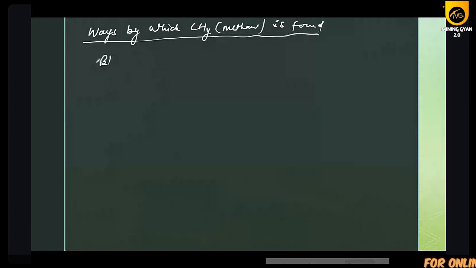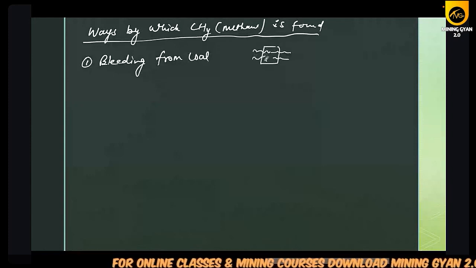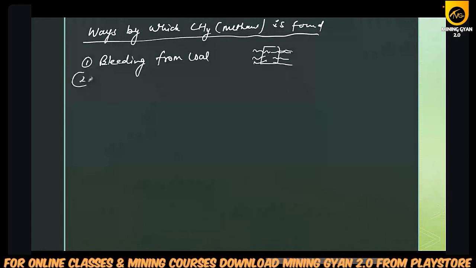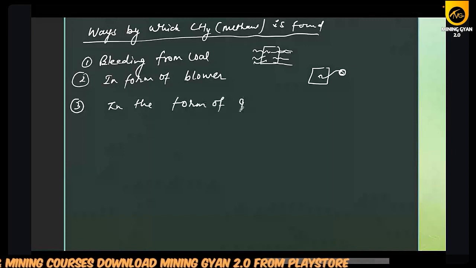First, bleeding from coal. Suppose this is your coal, so there is some bleeding from here, meaning it will be released from your strata in the form of a blower. That means if this is your heading, it is coal, and it will be released in the form of gas outburst.